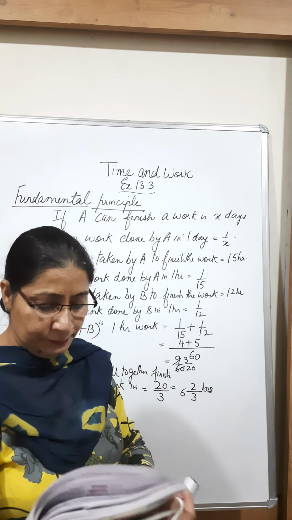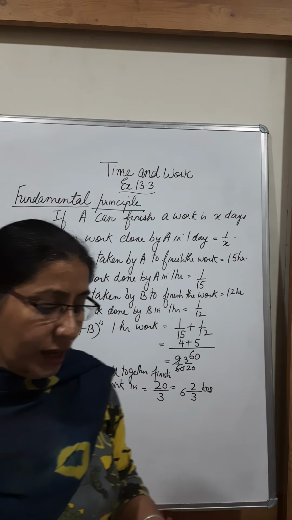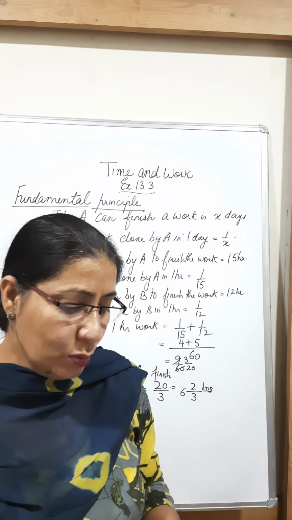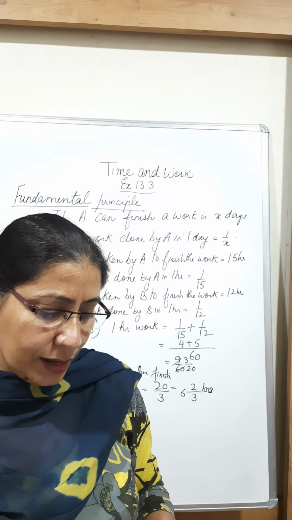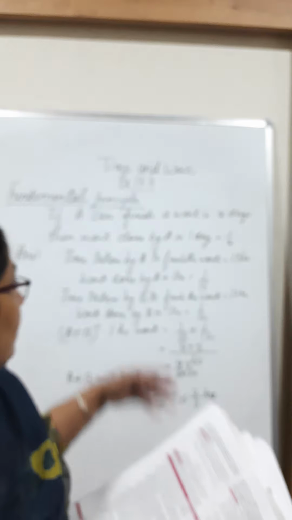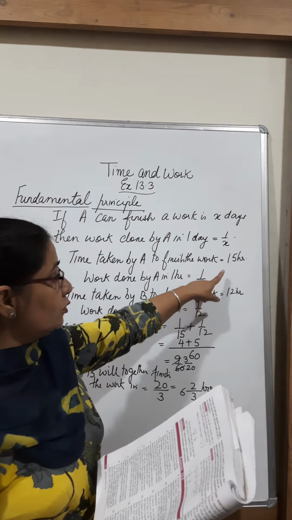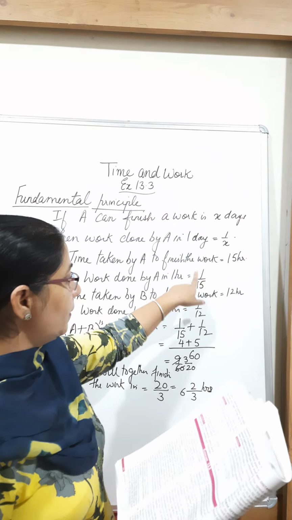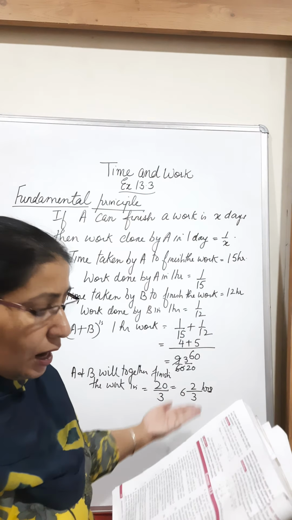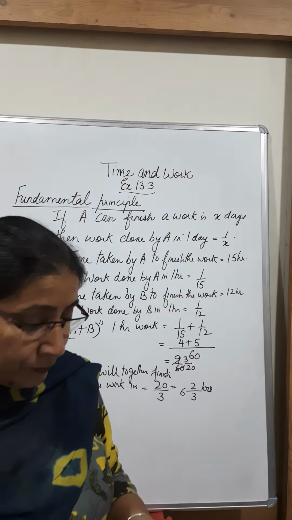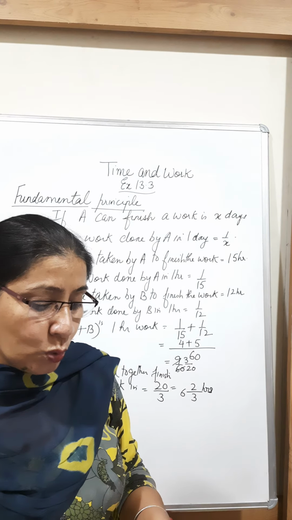Is it clear beta? In the same way, second question: A alone can finish the work in 12 days, B alone can finish it in 15 days. So you can just change, in place of hours you will take days. So A's one day work will be 1 by 12 and B's one day work will be 1 by 15, and we'll get the same calculation.